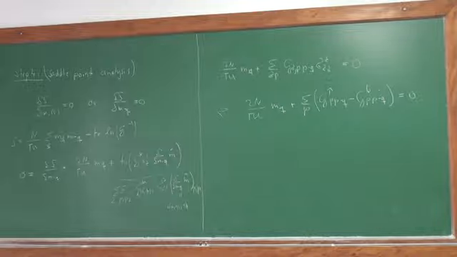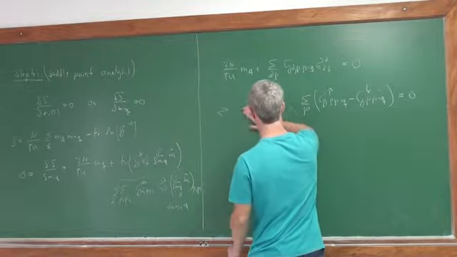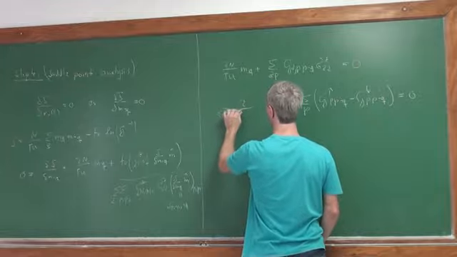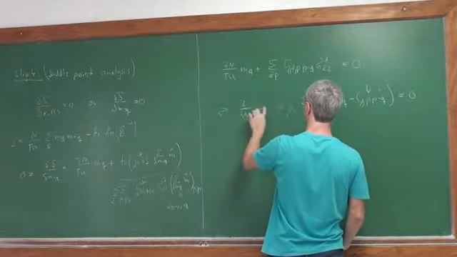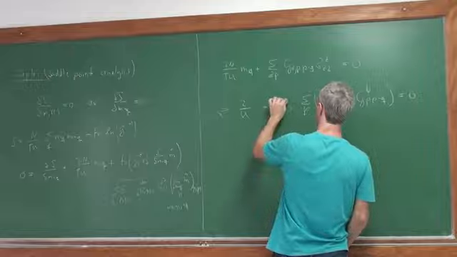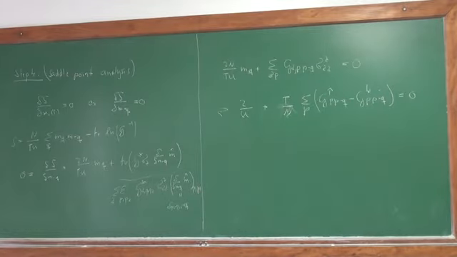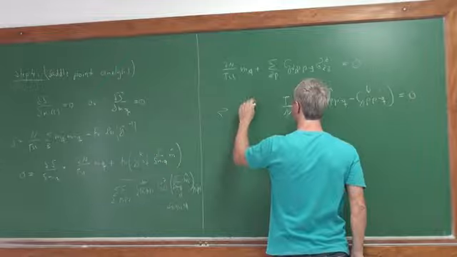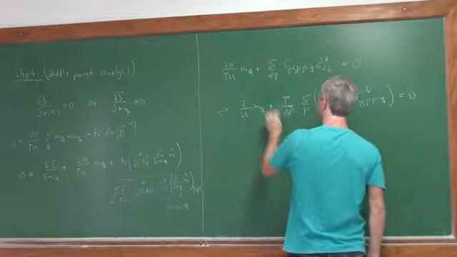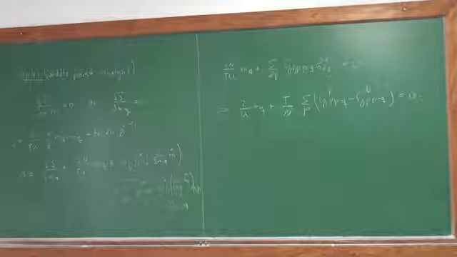And somehow I prefer to write this in a different way. Plus POM. Just, I mean, rearrange the temperature and the effective length. Okay, so this is the mean field equation. This is the mean field equation that we want to solve.